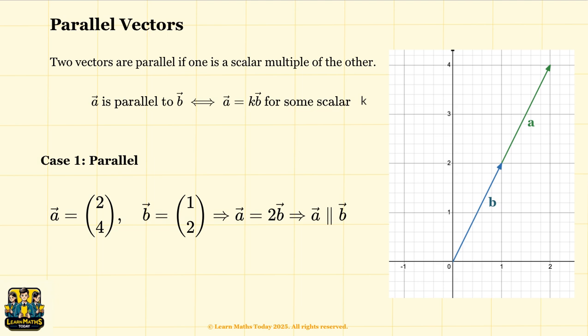If we draw vector A and vector B in the diagram, you can see that A and B are definitely parallel to each other.